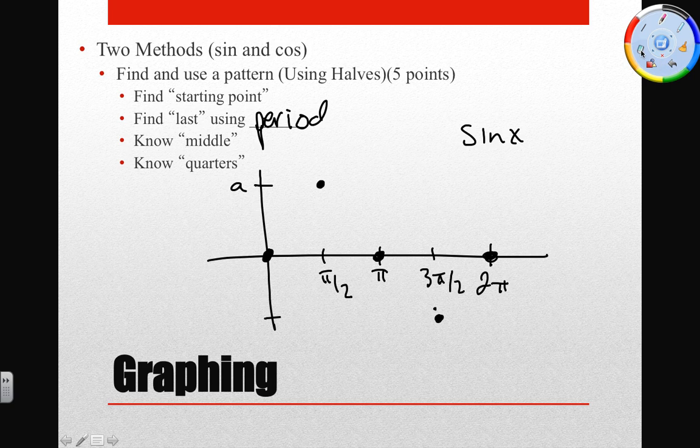I have seen people draw it this way, so maybe this would help. Rather than doing anything with pi, I would say this is the period, this is the period over 2, this is the period over 4, and this is 3 times the period over 4. Okay, that might help a little bit rather than thinking about certain numbers.